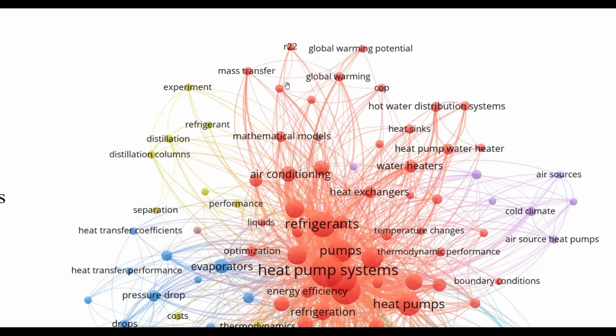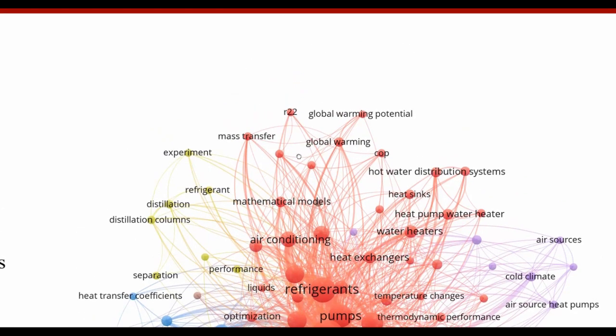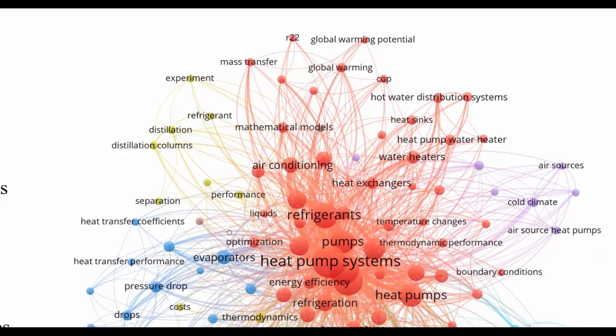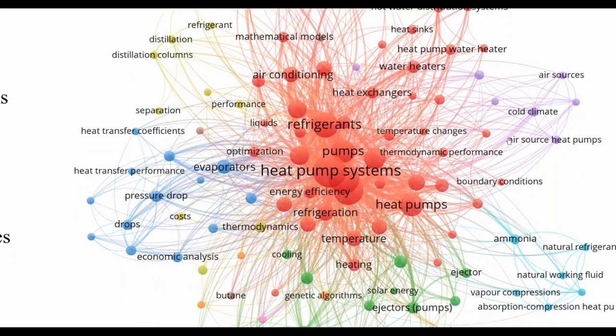And there are lines between the circles. For example, there is a line between global warming potential and mass transfer, which shows that these two keywords are used in one article. If I zoom here, you can see that the lines have different thickness. This thickness is more than, for example, this one, and it shows that more articles contain these two words.